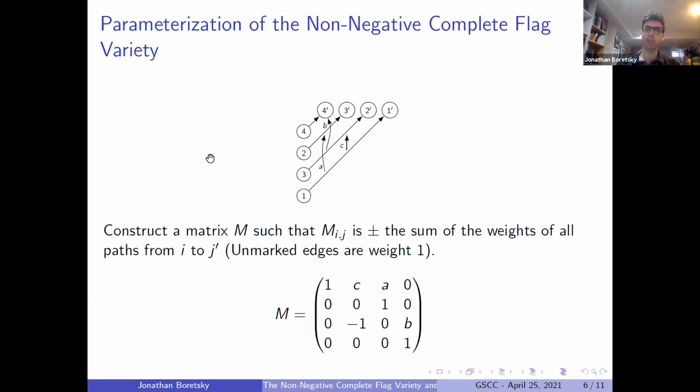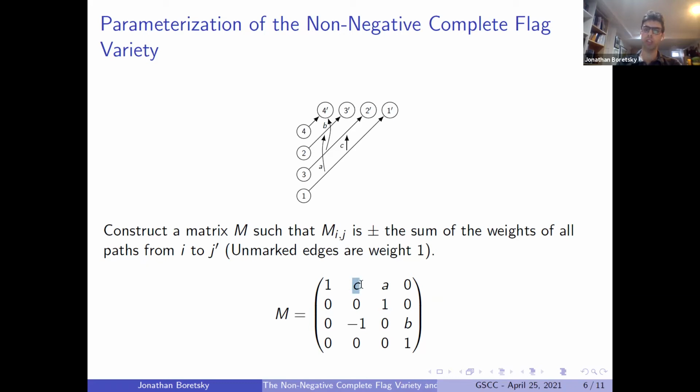But I said the non-negative complete flag variety comes from matrices, so somehow I have to turn this graph into a matrix. And here is the construction for that. I'm going to come up with the matrix M, where M_ij, the ijth entry, is, up to sign, the sum of the weights of all paths from i to j prime. And when I say the weight of a path, I mean you follow the path and multiply any weights you find along the way.